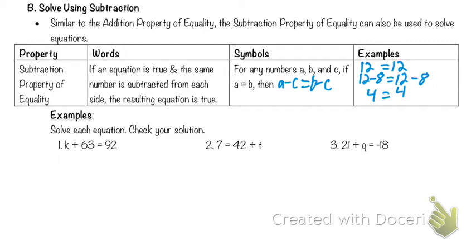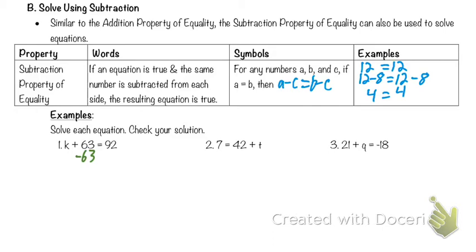All right, so solve the equations. K plus 63 equals 92. Okay, Isaac, what's happening with our variable K? It's being added. What's the opposite of addition, guys? Subtraction. What are we going to subtract by? 63. We're going to want to subtract both sides by 63 because we want to isolate our variable K. We want to undo the addition of 63. We're going to subtract 63.